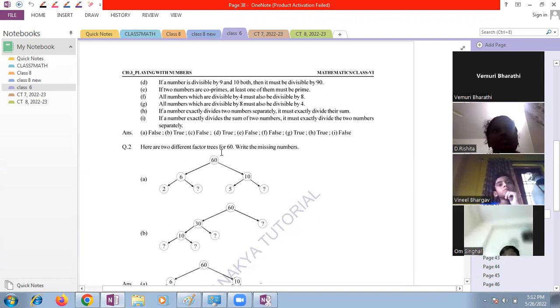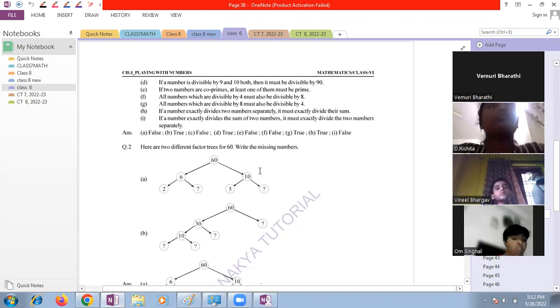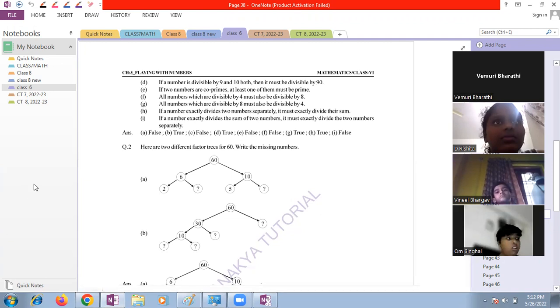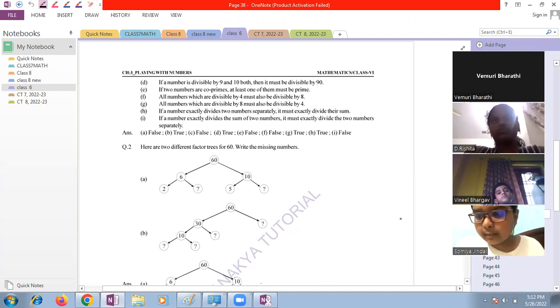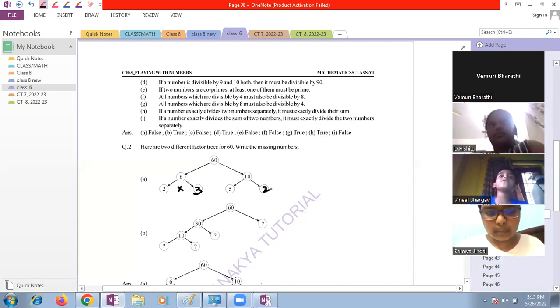Here are 2 different factor trees for 60. Write the missing numbers. The same 60 can be factorized in different methods, children, very easy. If I factorize 60 into 6 and 10, 6 can be written as 2 times 3, so 3 will come there. And 10 is 5 times 2, so 2 will come there.